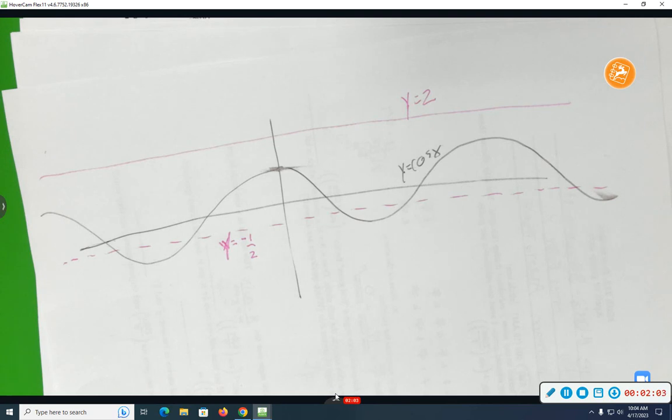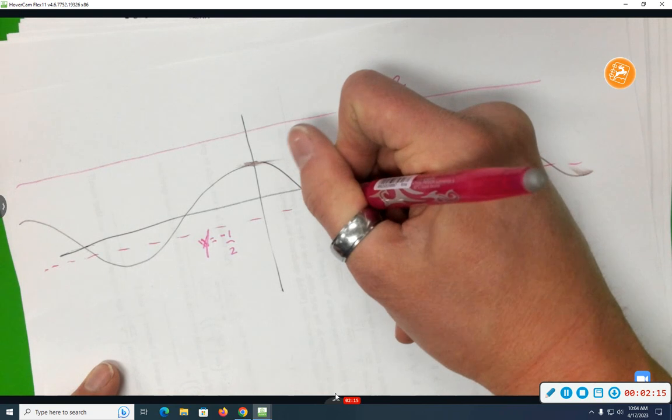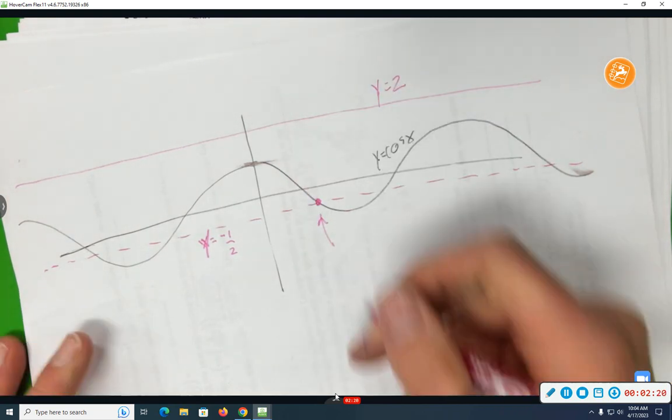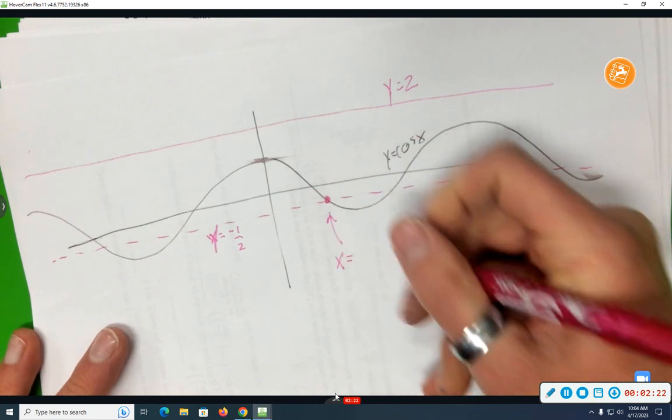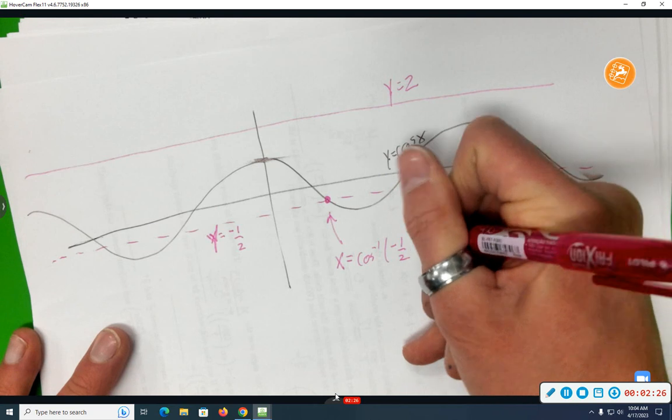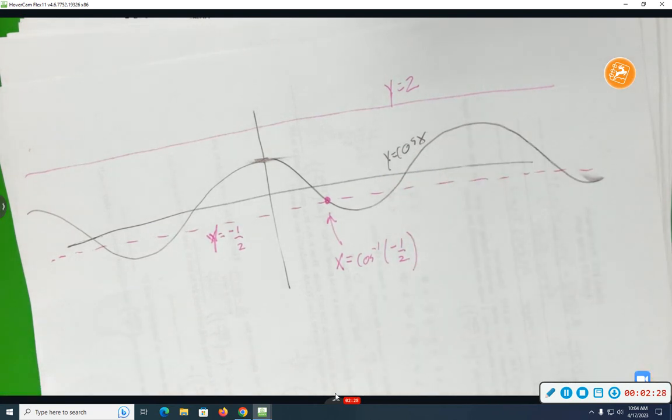Well, I'll give you a hint. It involves inverse cosine. So a solution to this equation is given by inverse cosine of negative 1/2. Inverse trigonometry tells you the simplest solution to any trig equation. This x value is x equals cosine inverse of negative 1/2. But I have thought that we can simplify that.